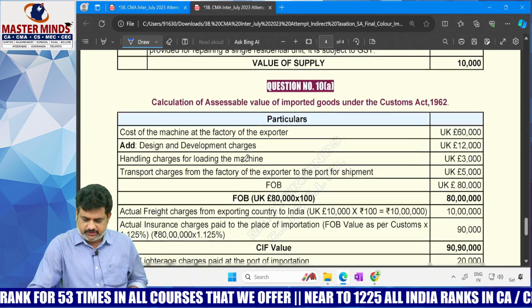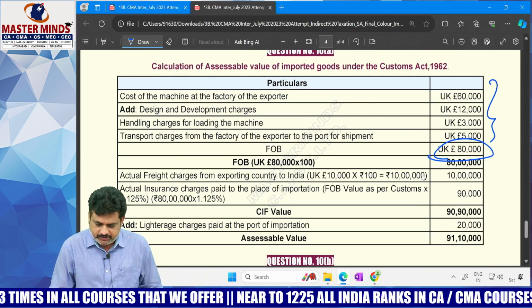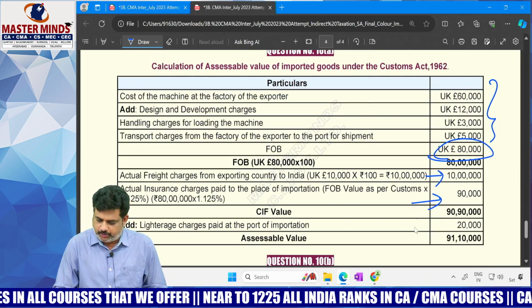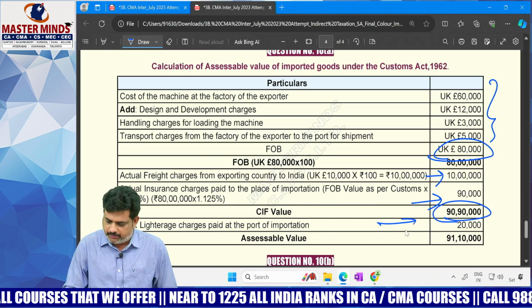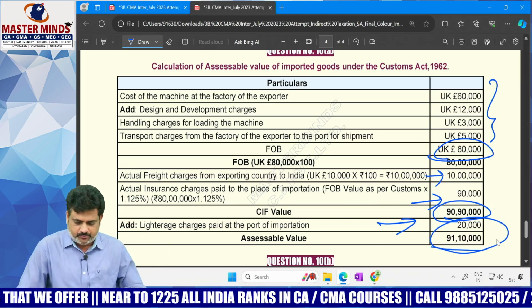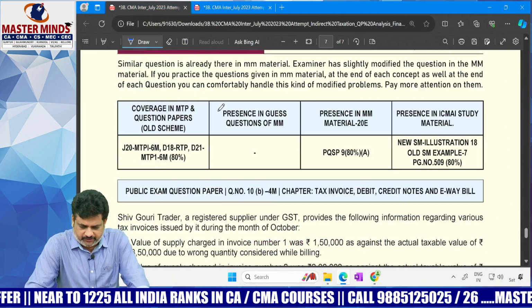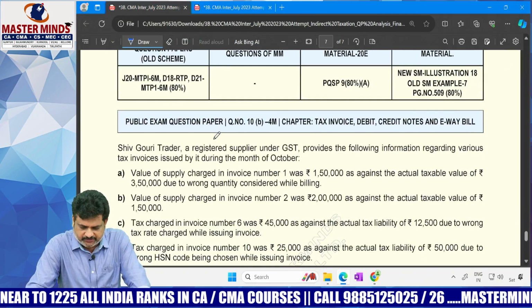And this is exemptions. This is 10AC. This is FOB by adding all these things. For that, freight charges and insurance will be added. CF value on that. Lighterage charges will be added to that. This is assessable value. So, very basic level question, practical question. It was asked in the exam.